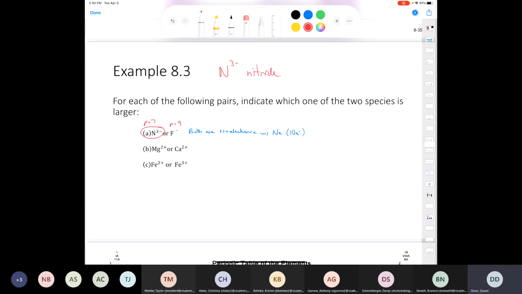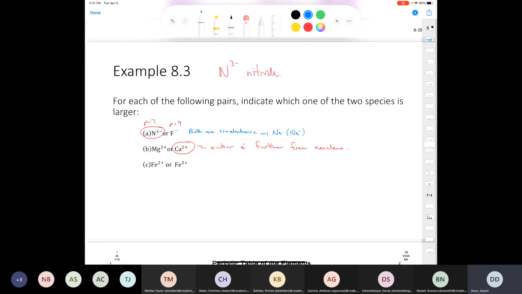Thanks, Christina. Yeah, it's going to be calcium 2 plus, because even though it's lost 2 electrons, the magnesium has lost 2 electrons as well. And so the outer electrons are in a higher principal quantum number. So outer electrons are farther away from the nucleus. So we can put it like this: outer electrons further from nucleus.